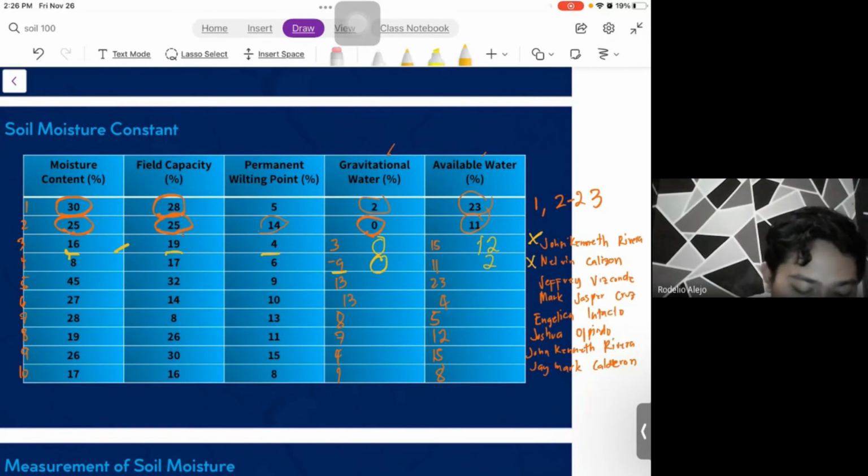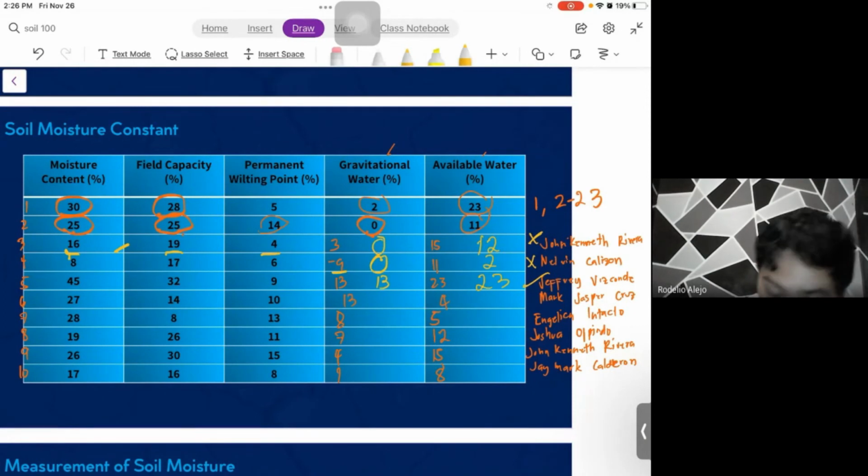Then we have number 5. So moisture content, 45 minus 32. So 13. So we have 13. Tama. Then 23. So this must be 32 minus 9. Kahit na mas madami pa tong moisture content, 45, pero hindi naman available yung sosobra, di ba? Sabi natin, ang available lang is within the filled capacity. So, 32 minus 9. So, that will be 23. Tama? 23. So, tama si Jeffrey.